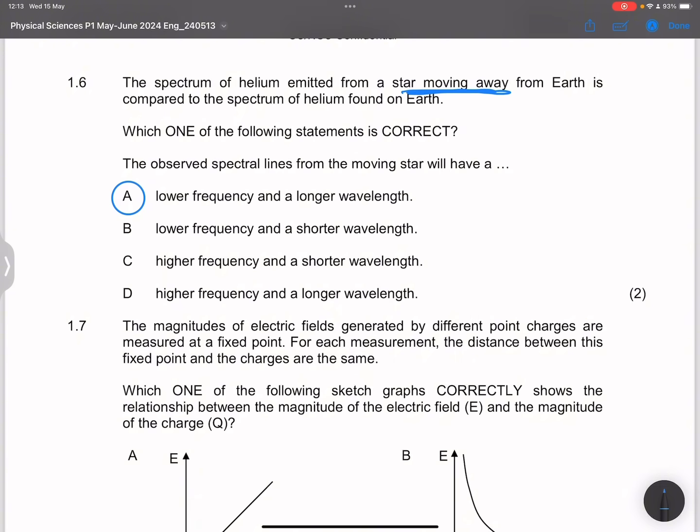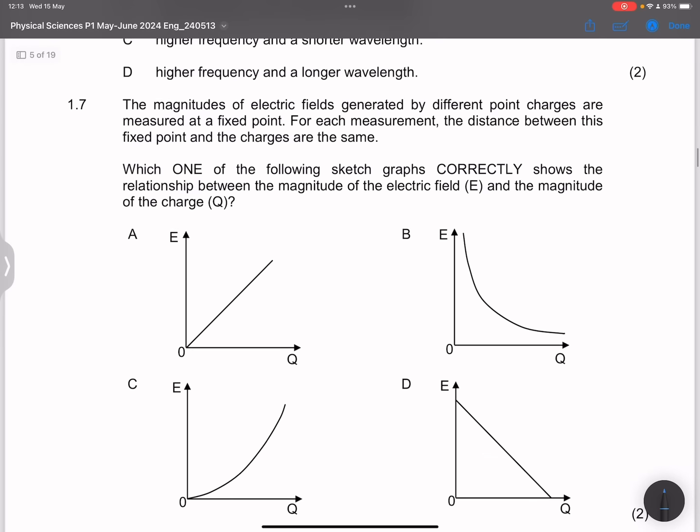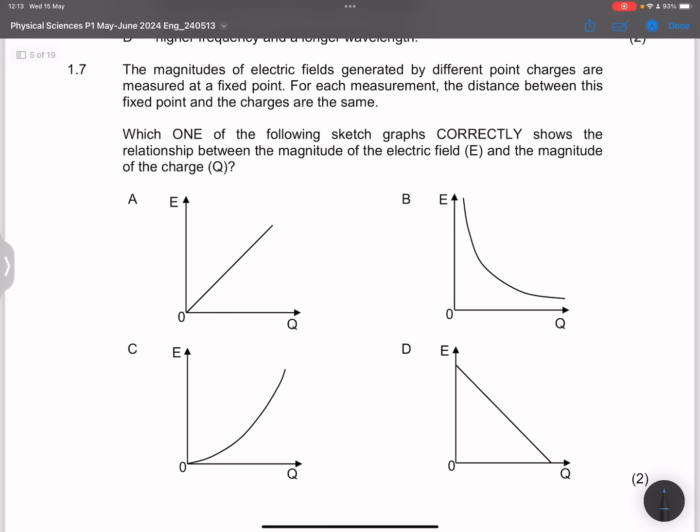Higher frequency, all right. So A would actually be the correct one. Right, the next question, they say the magnitude of electric fields generated by different point charges are measured at a fixed point, right? They say for each measurement, the distance between the fixed point and the charge are the same. Okay, now note, what are we doing?